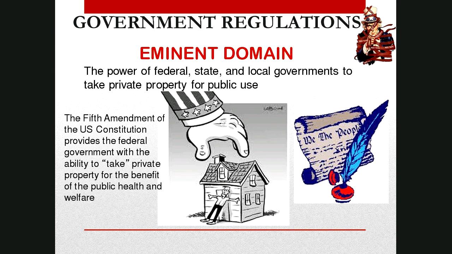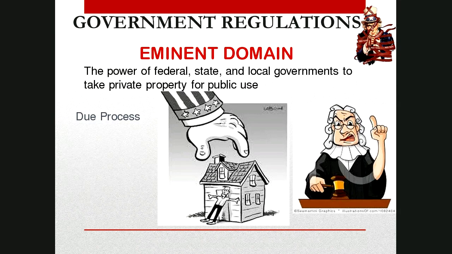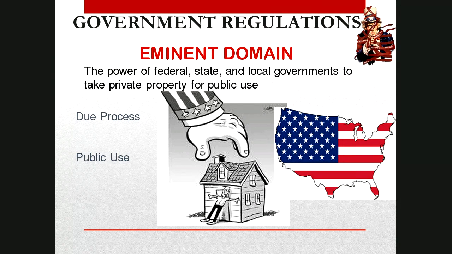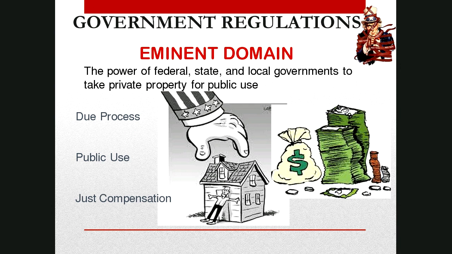So it's the Fifth Amendment that actually allows them to what's called take your property. And because it's the government and it's the Constitution, there are some limits, or I should say some requirements that have to go along with it. So first you have to have due process. The use that they're taking your property for has to be public, and you have to be compensated, just compensation.